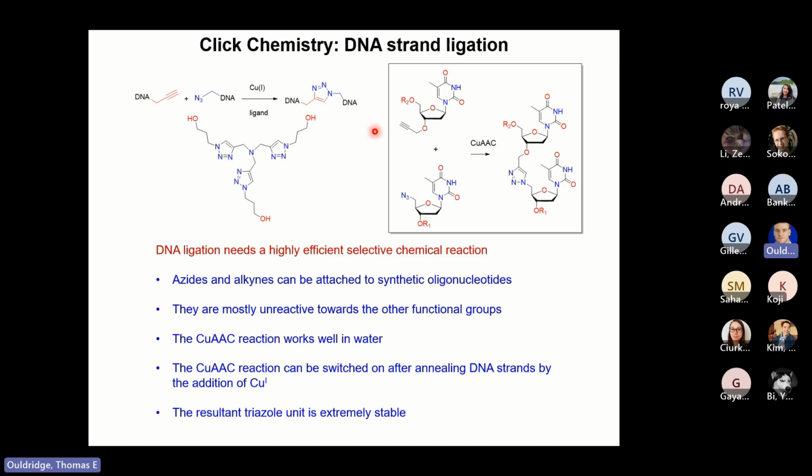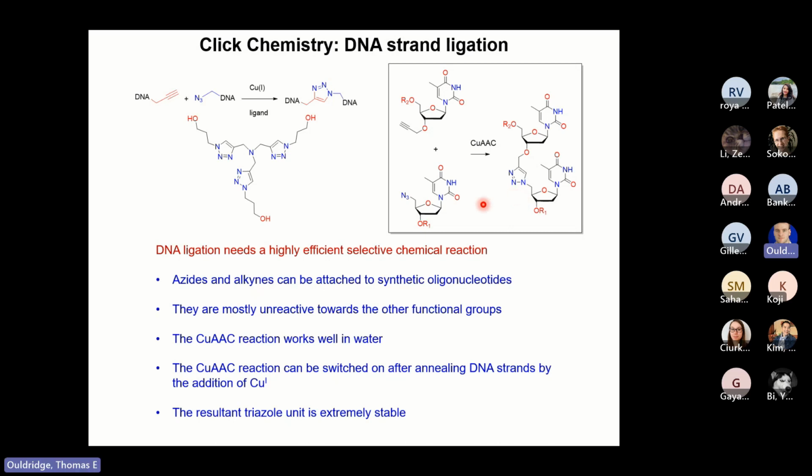We wanted to develop artificial nucleic acid backbones. And the reaction that we decided to pursue was a reaction developed in the early 2000s, which is a click reaction between an alkyne and an azide to form a completely artificial backbone, in this case a triazole. So the idea is that you take an oligonucleotide with an alkyne, an oligonucleotide with an azide, and add a catalyst to start the reaction to form this artificial backbone.